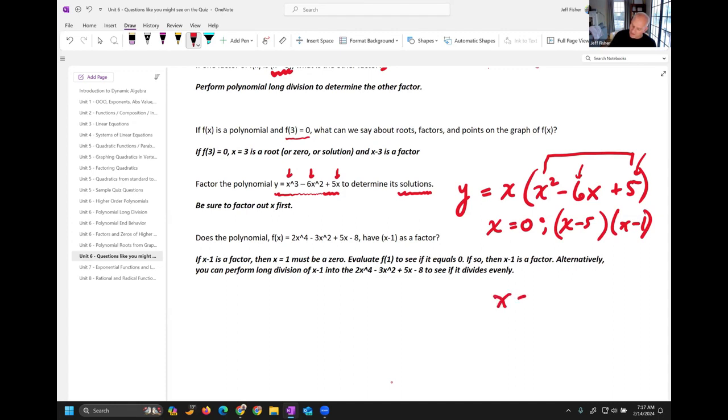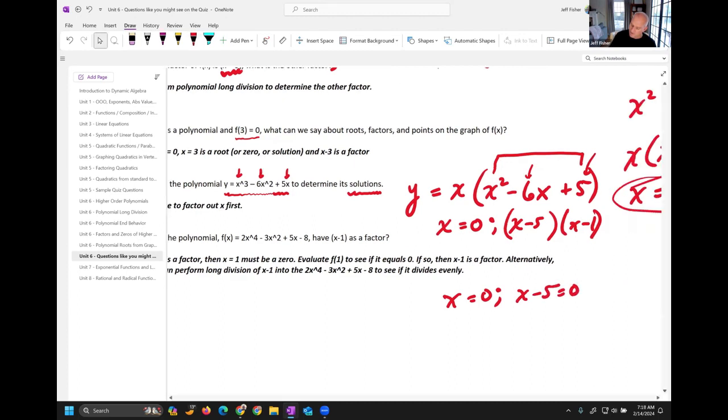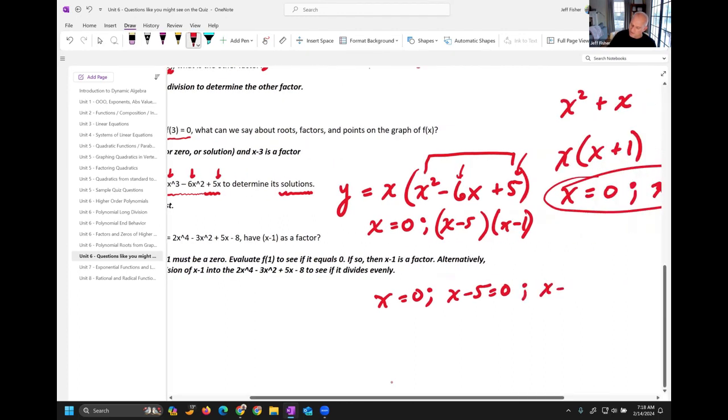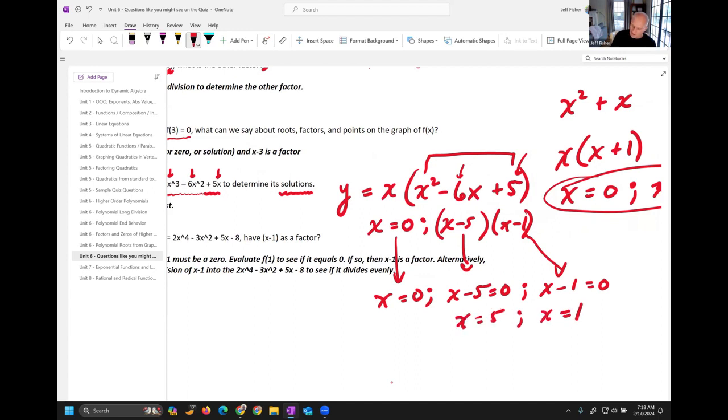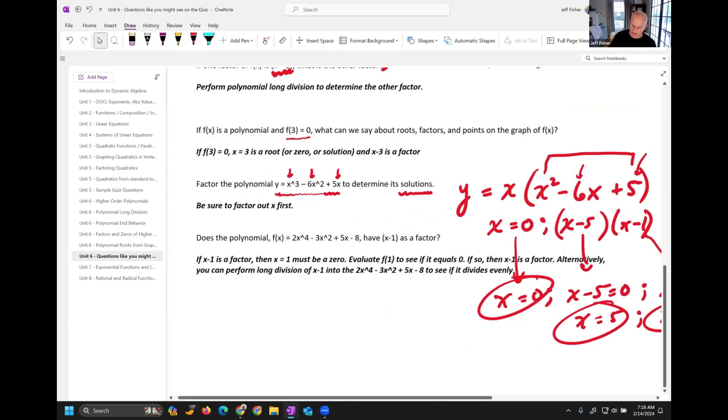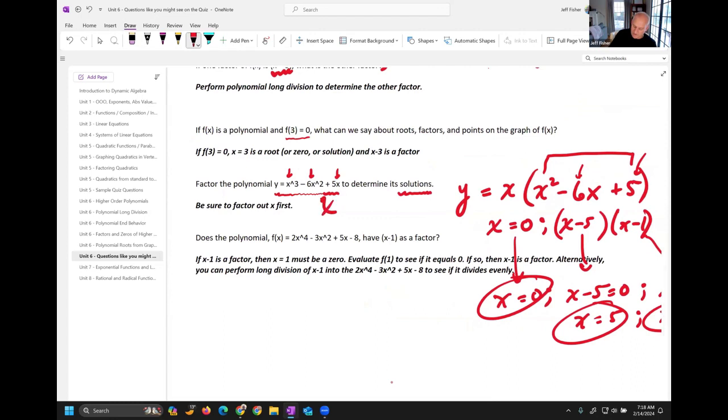So now we have x equals 0, x minus 5 equals 0, and x minus 1 equals 0, right? So that's this, this, and this. So x equals 5, x equals 1. Our three solutions are 0, 1, and 5. X equals 0, 1, and 5. Those are the solutions, right?